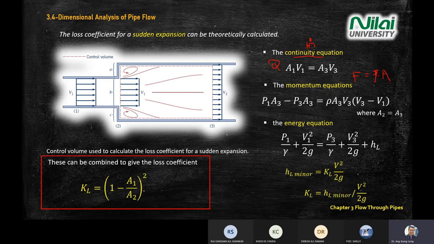What is important is this equation. Combining continuity, momentum, and energy, you get KL equals (1 minus A1 divided by A2) squared. This one is for sudden expansion, from a small area to a big area, meaning the fluid suddenly goes into a big space. Your KL can be calculated using this formula: KL equals (1 minus A1 divided by A2) squared. As you can see, it's from small to big. Point 1 is small, and point 2 and point 3 are a very big area.